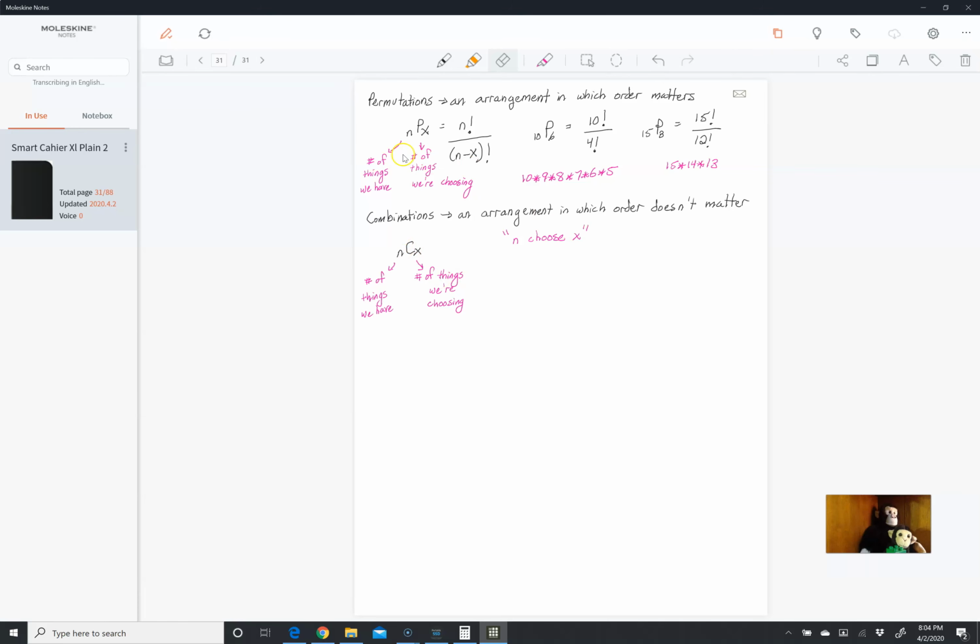Okay, so if you see nPx, we typically wouldn't say n permutation x. Same way we typically would not say n combination x. But when you see this, a lot of times you will hear people saying n choose x. We do have a way of saying it, okay?